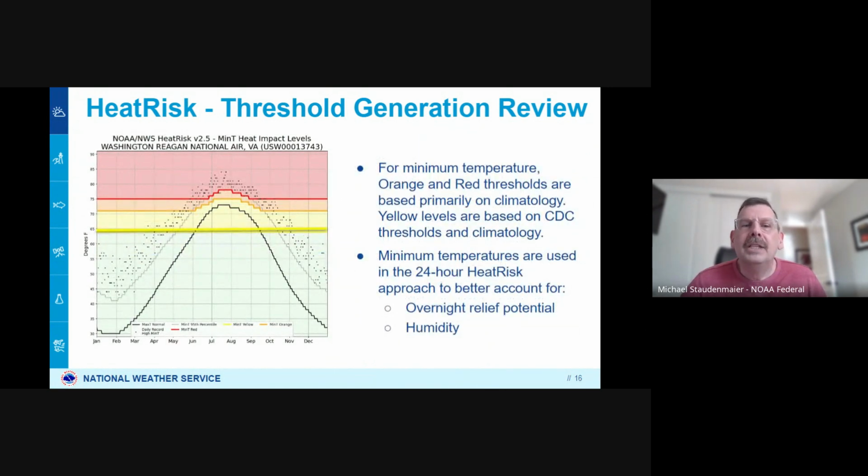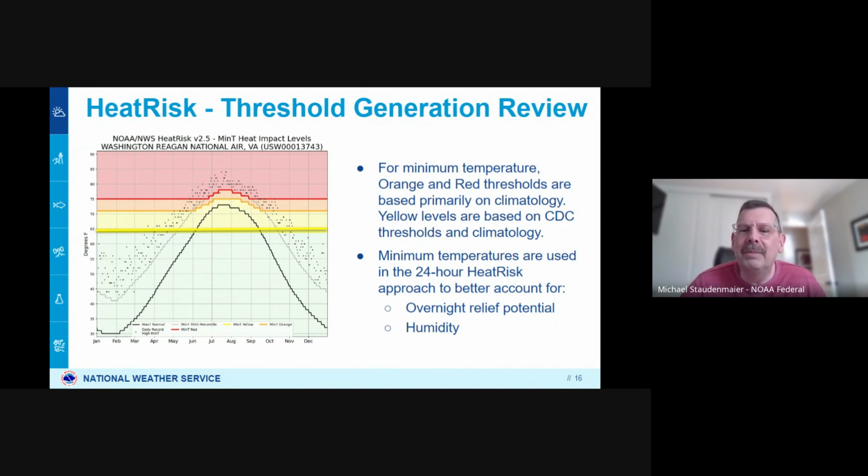All right, so we follow a somewhat similar approach for minimum temperatures, again leveraging the CDC data, but this time we only use it for the yellow threshold. We solely leverage climatological data for the orange and red thresholds. This is for two reasons. The first is because the CDC didn't find as strong of a relationship between our health data and minimum temperatures independently for us to use our modeled thresholds exclusively.